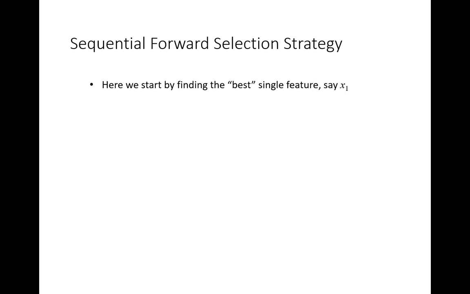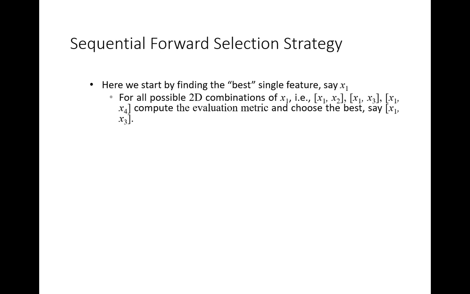So here we start with a single feature. We'll do the evaluation using a single feature, and let us say we find X1 is the best feature. Then we will form all combinations of two features at a time: X1, X2, X1, X3, X1, X4, and then do the evaluation and pick the best combination. And if we want to proceed further, we will follow the same procedure.